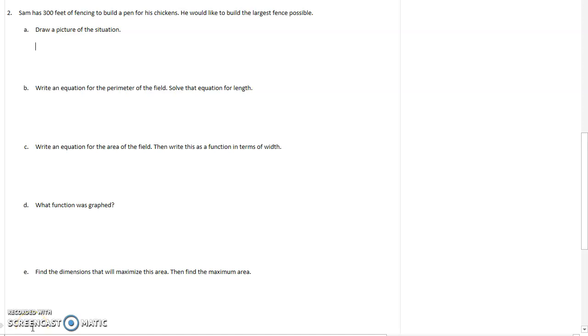All right, so Sam has 300 feet of fencing to build a pen for his chickens. He would like to build the largest fence possible. Draw a picture of this situation. So it's time to bust out your best artistic skills.